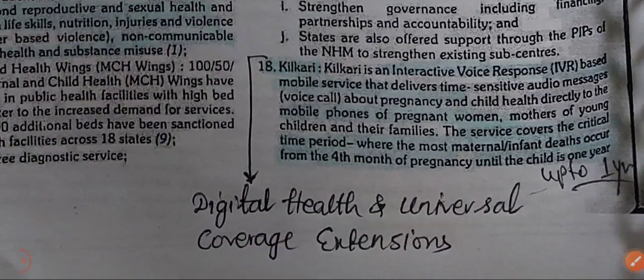Next is the digital health and universal coverage extensions. This comes with Kilkari, ANMOL, Ayushman Arogya Mandirs, and Ayushman Bhav campaigns. Kilkari is an interactive voice response, that is IVR-based, mobile service that delivers time-sensitive audio messages, voice calls about pregnancy and child health directly to mobile phones of pregnant women, mothers, young children and their families. It delivers weekly 2-minute messages about pregnancy and child care, from the 4th month of pregnancy until the child turns 1 year of age.